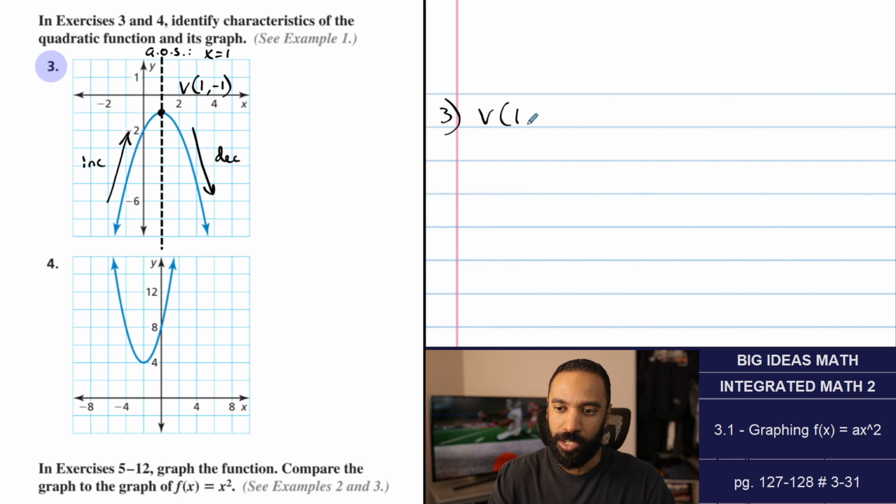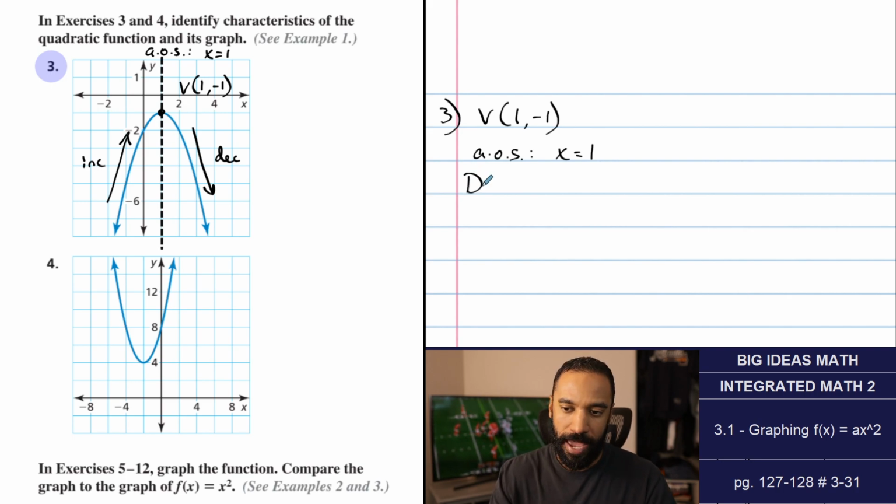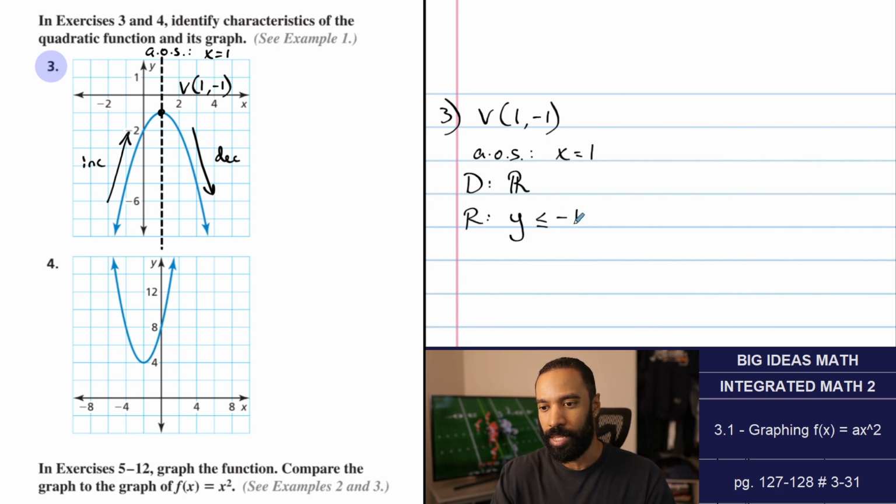The vertex is at (1, -1). The axis of symmetry is at x equals 1. It's going to be the same as the vertex x value. That's kind of nice to know. The domain is going to be all real numbers. The range is going to be y is less than or equal to -1. Since it opens downward, it's going to be from the vertex y value and downward. Domain should just be all real numbers here.